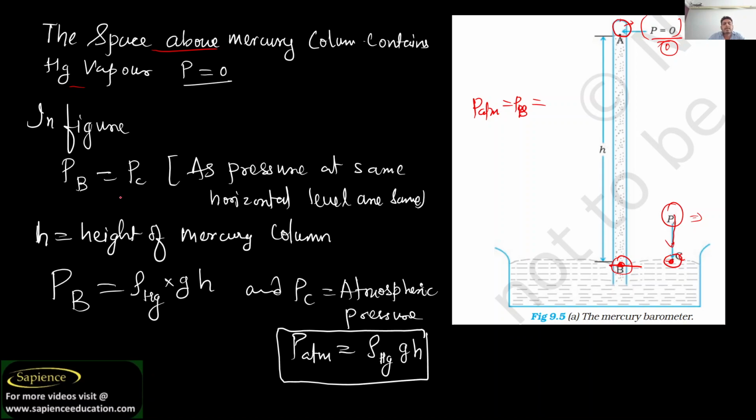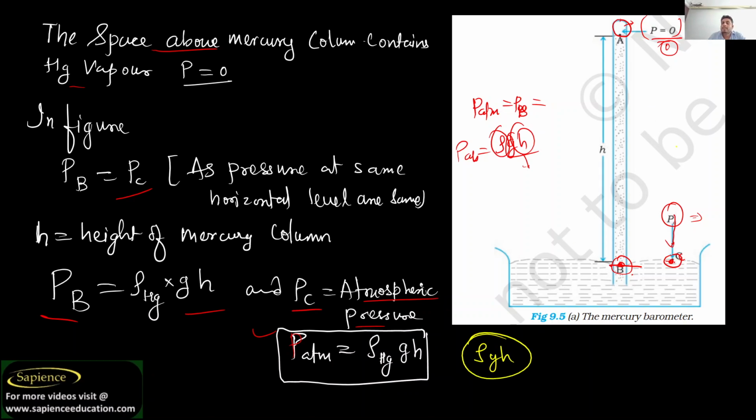And how will you find the pressure at B? By using the simple technique I have just told you: if you want to find absolute pressure, you use rho g h, where rho is the density of the liquid, g is gravity, and h is the height. By using this you will get the pressure at B. And as the pressure at B is equal to the atmospheric pressure, that is the pressure at C, we can say that atmospheric pressure is equal to rho g h.